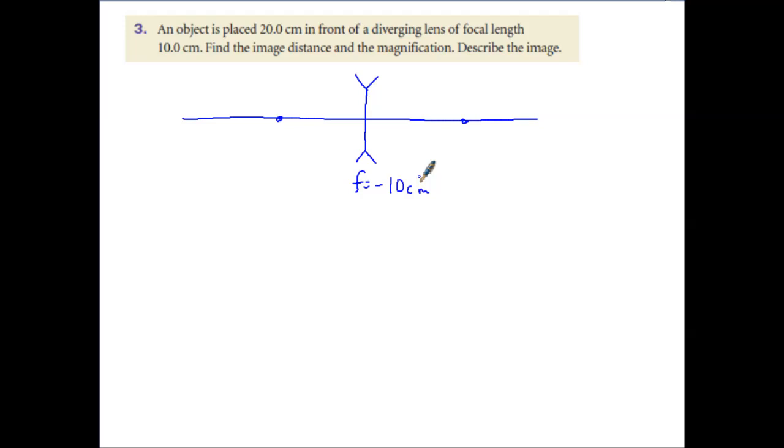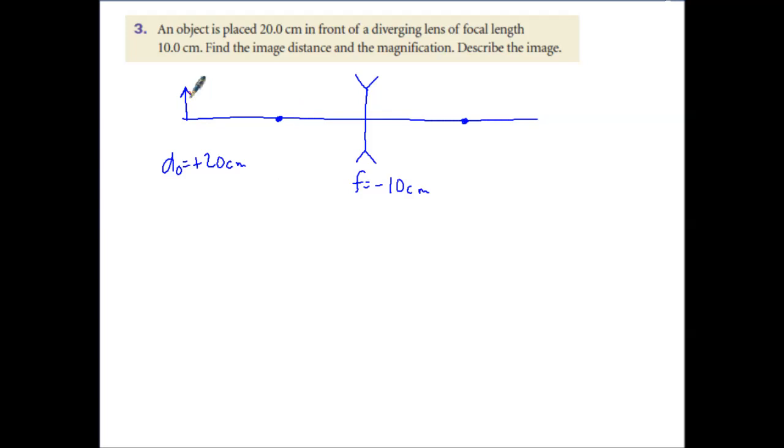An object is placed 20 centimeters in front of that, so if this is f on either side, then we're going to have an object out here, and so a distance to the object would be a positive 20 centimeters. Find the image distance and the magnification. So if you recall here, the image is always going to be on the same side as the object here. It's going to be reduced in size. It's going to be located somewhere in here.